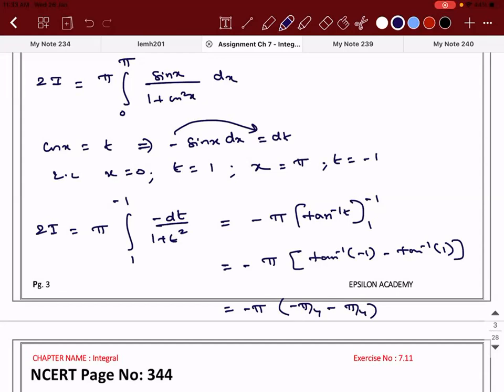So you'll have minus 2 pi by 4 multiplied with another minus. So minus 2 pi by 4 is minus pi by 2. So you will have pi square divided by 2 is equal to 2i. So I will be equal to pi square divided by 4. Guys, am I clear?